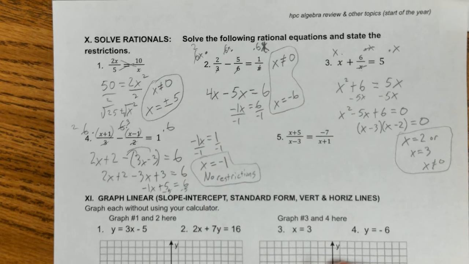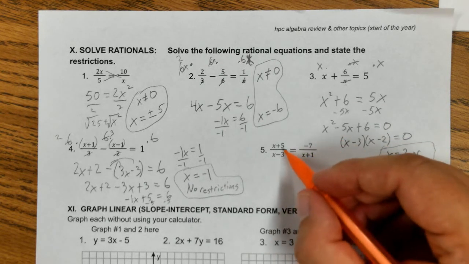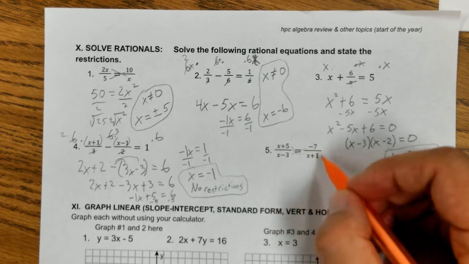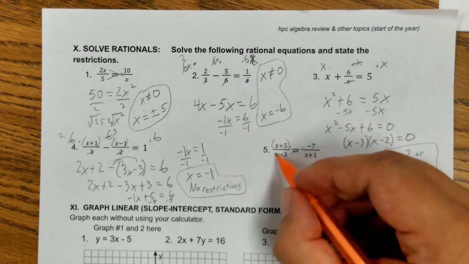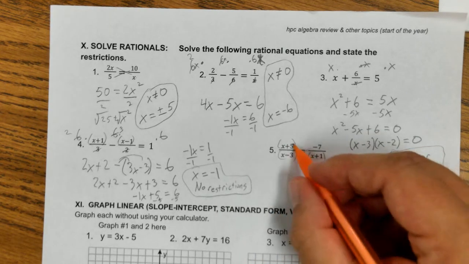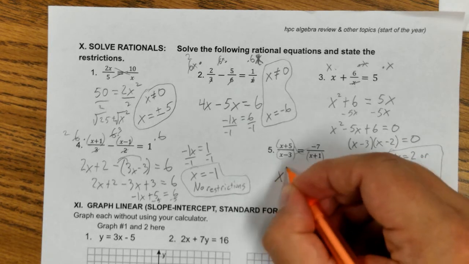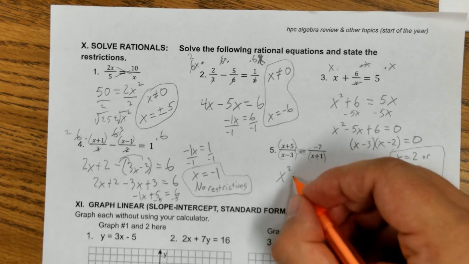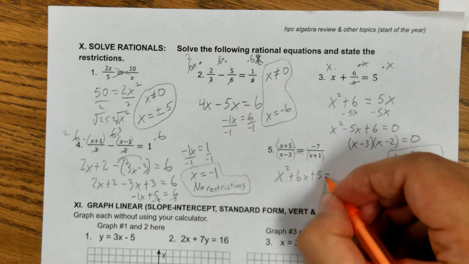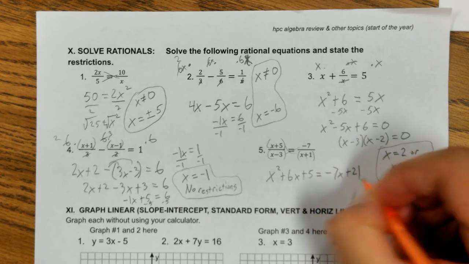The last problem here, I'd say is one of the more complicated ones. Again, like the first problem, we have fraction equals fraction, so I know I can cross multiply. Just make sure that we are wrapping those in parentheses. And so when I do x plus 5 times x plus 1, again, that's that double distribute or FOIL, and you should end up with x squared plus 6x plus 5, and that's going to equal negative 7x plus 21.